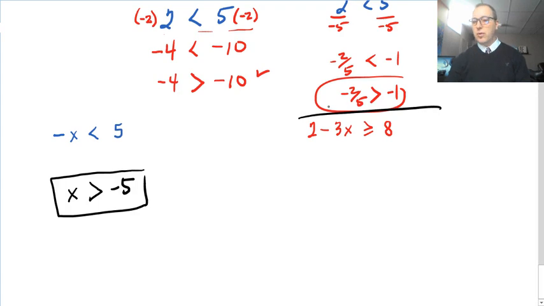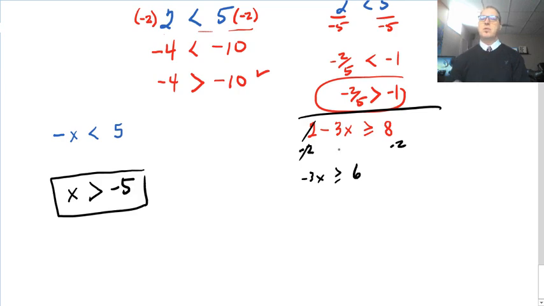Over here, let's just separate this example. So over here we do all the opposite operation steps exactly the same as an equation. So I'm going to subtract 2 from both sides because there's a positive 2 over here. Those are going to be gone. Negative 3x is greater than or equal to what? What's 8 minus 2? That's 6.